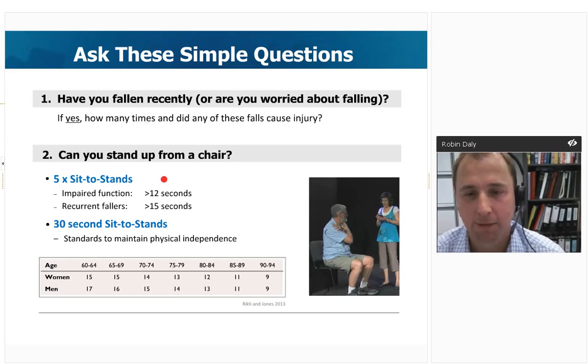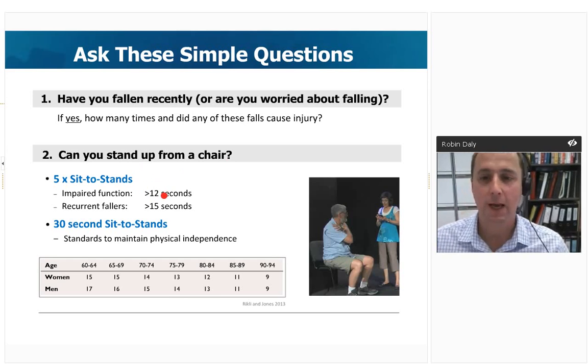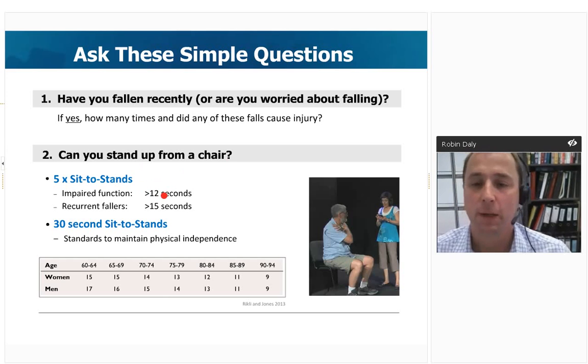And there are other very simple tests which you could all do now, essentially, a sit-to-stand test. So essentially you sit on a chair and you sit and stand 5 times as quickly as you can. And if you can't do it within 12 seconds, it might be some sort of indication that you might have impaired function. And again, for recurrent fallers, it might be a 15-second cut point.